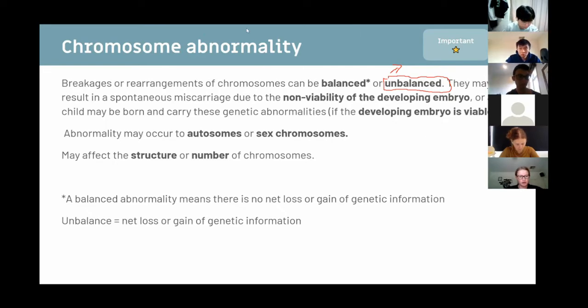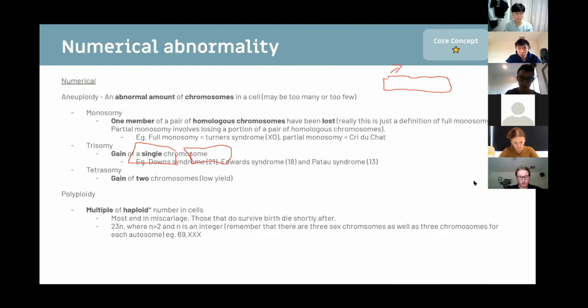These abnormalities may occur both to autosomes or sex chromosomes and may affect the structure or number of chromosomes. These are nice ways to classify it in your mind. We'll go through this later, but remember structure or number. You can have more chromosomes, less chromosomes, or the chromosomes can shift around. Next slide, please.